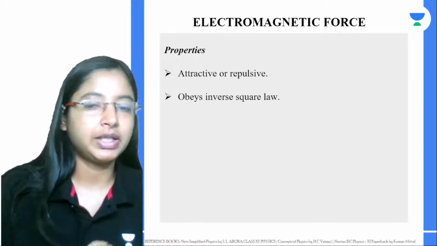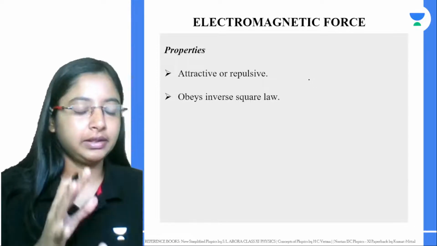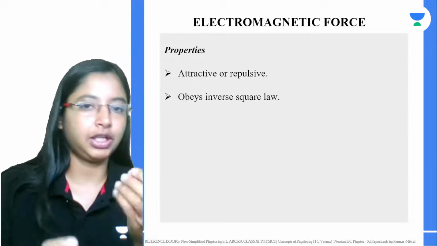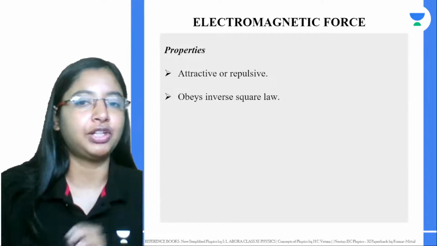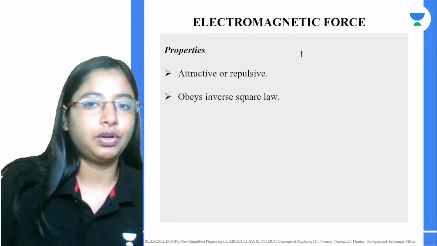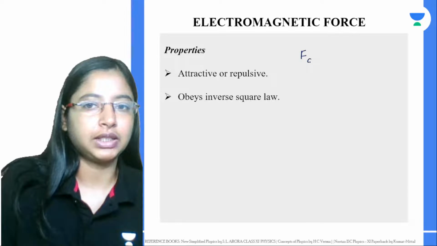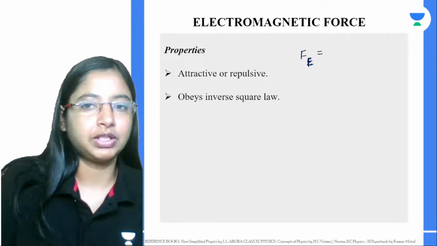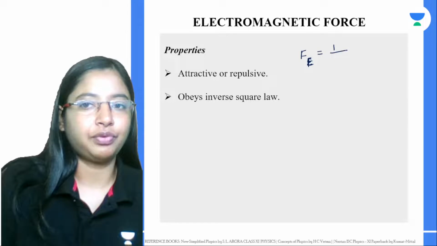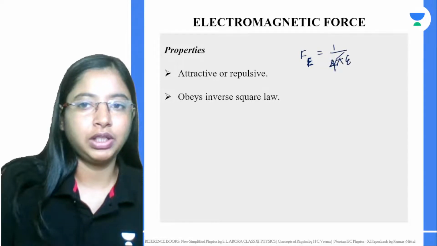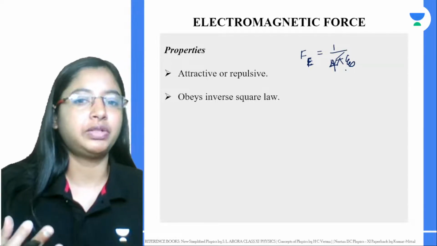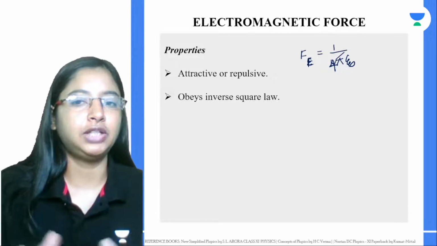Coulomb tried to derive the equation such that it is analogous to the gravitational force. So according to Coulomb's law of electromagnetic forces, this is given by your constant 1 by 4 pi epsilon naught. This is basically a constant quantity. The epsilon naught means permittivity of the medium, and it just talks about the nature of the medium.